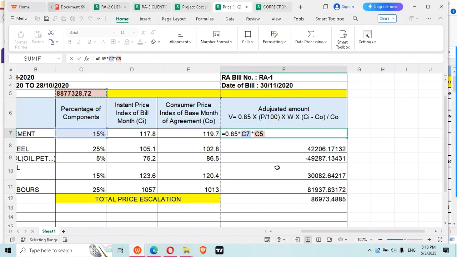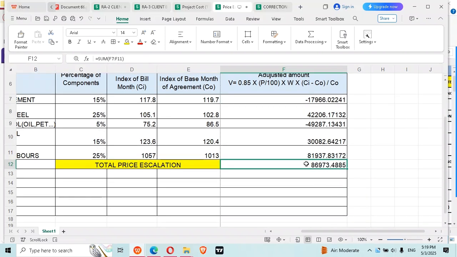And what next, what do we have here? Multiply by, and bracket open, our CI minus CO, bracket close, understood, and divide by CO, and it is done. So just click here, you can see this value. On the same basis you can calculate all the others. So what is total price escalation? This is the value. It means in October the price has increased.